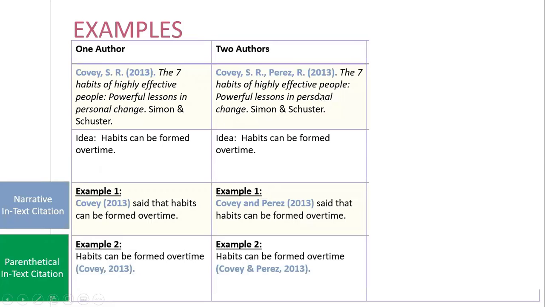Now, if you have two authors, again, same rules. If it's a narrative, you put the last names of the authors in your sentence, Covey and Perez in this case, followed by the year. And if you're putting them at the end, you're still putting the last two names, in this case, separated by an ampersand, which means and. It's the and symbol, if you will.